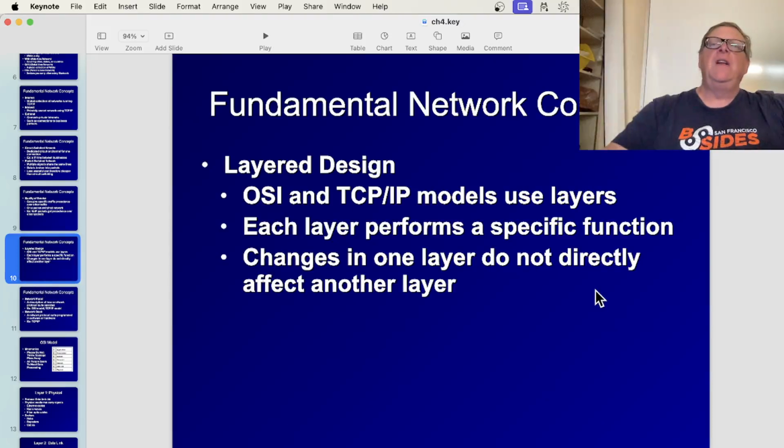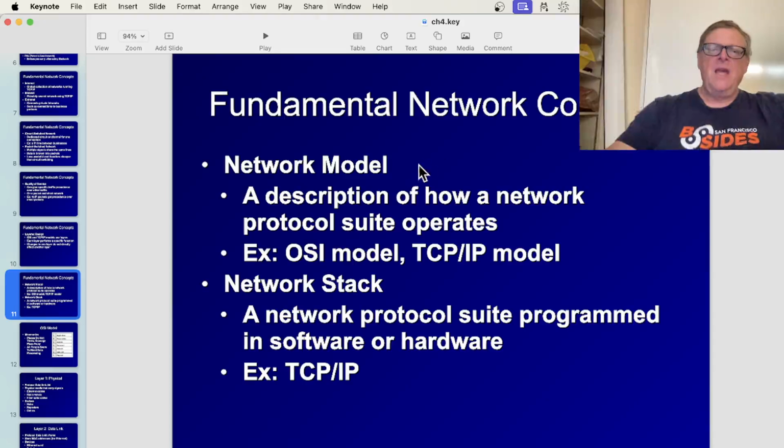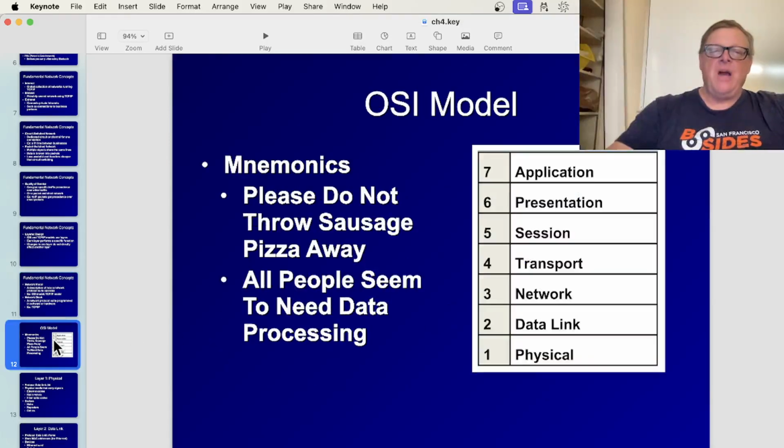So you can define what each piece of hardware and software should do, and you can plug it in with other brands of hardware and software as long as they all obey the standards. That's the idea. So there are two popular network models, the OSI model and the TCP/IP model. And there are network stacks, which are a series of protocols used. TCP/IP is the most common stack.